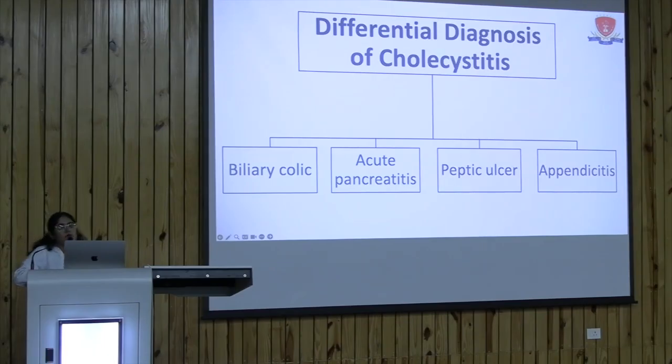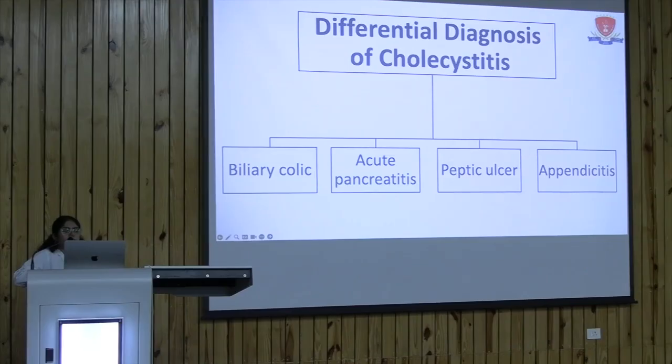Differential diagnosis of cholecystitis: In biliary colic, intermittent right upper quadrant pain without fever or localized tenderness is seen. In acute pancreatitis, epigastric pain radiating to the back, with elevated amylase and lipase. In peptic ulcer, pain is epigastric, burning, and food related.